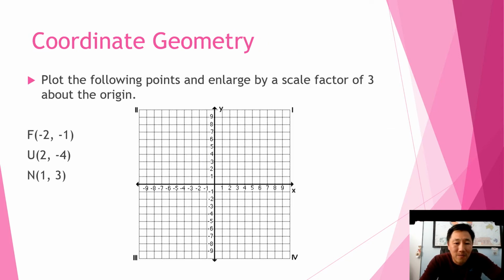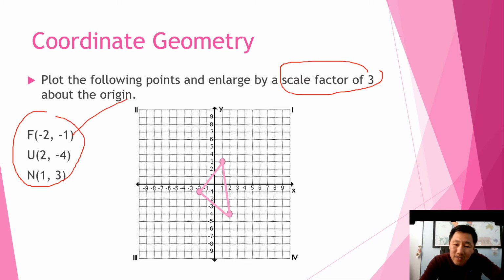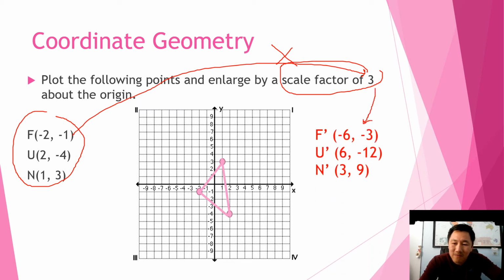All right, so here's another example where I give you 3 points. All you have to do is plot it and then enlarge it by a scale factor of 3 about the origin. So here are our 3 points. It makes a triangle. Now, in order to enlarge it by a scale factor of 3, and we've done this before, all you got to do is take all these points and multiply it by 3. And that should give us these guys.